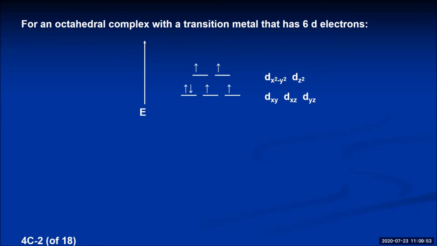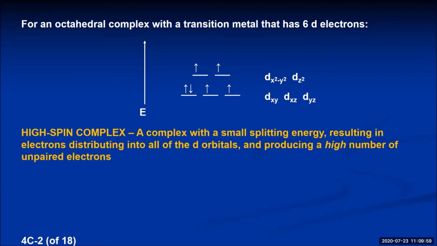In an arrangement where you're using both the high and low energy orbitals to spread the electrons out, we call this a high spin complex, which is a complex that has a small splitting energy, resulting in the electrons distributing into all 5 of the d orbitals, and it produces, here's where the name comes from, a high number of unpaired electrons. This particular arrangement has 4 unpaired electrons, which means this complex would actually be paramagnetic.